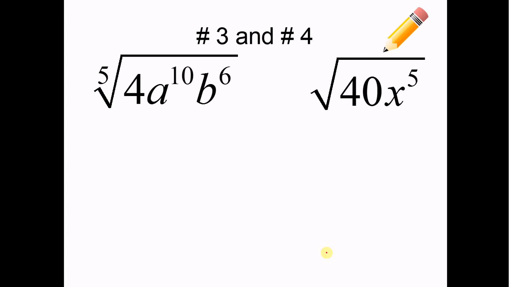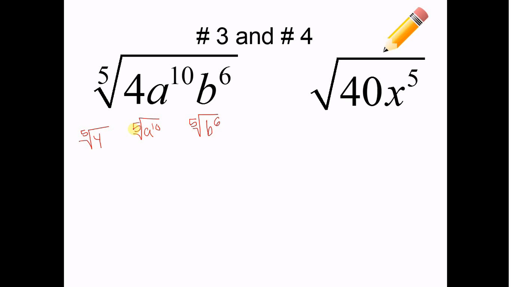Alright, let's look at numbers 3 and 4 here. So just like last time, let's break each of them into their own little radicals. There we go. 5th root of 4, that can't simplify, so it's just going to sit there and wait until we're done with everybody.